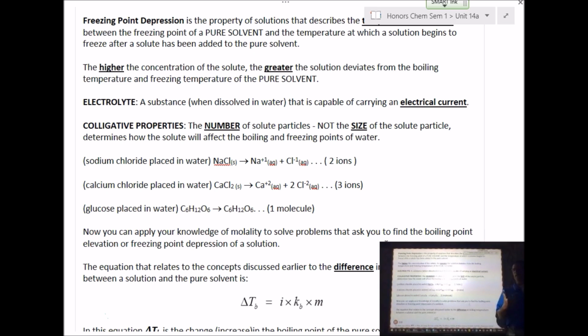All right, so colligative properties. When we're looking at compounds, you have to know if you're looking at an ionic compound or a molecular compound.